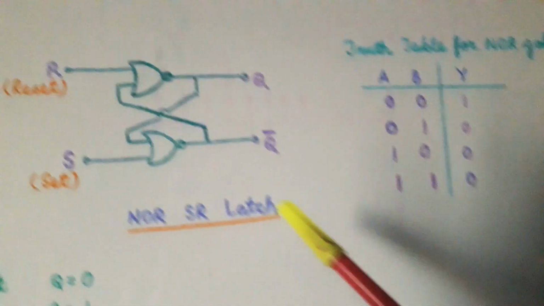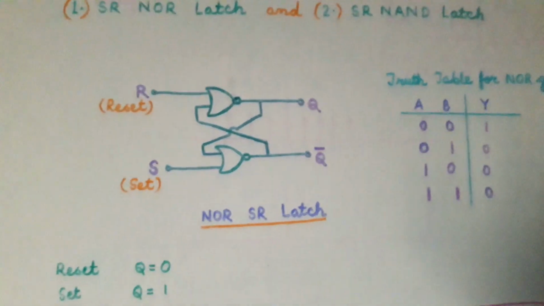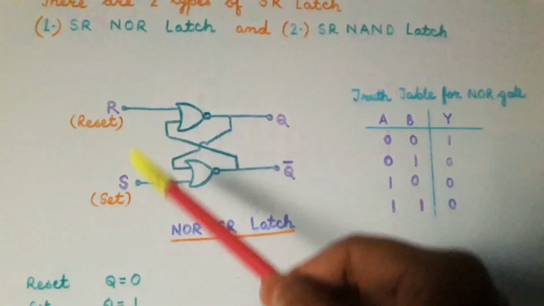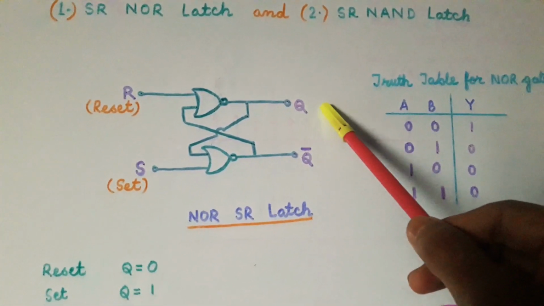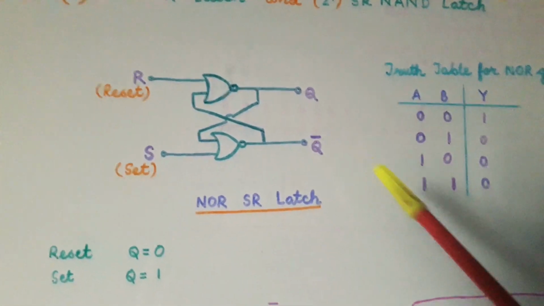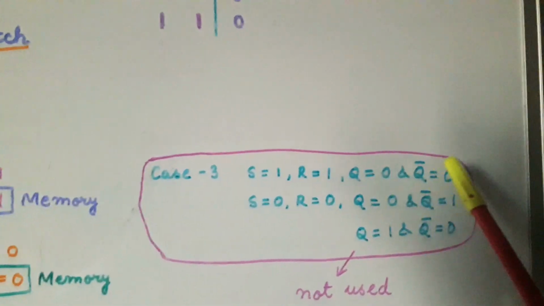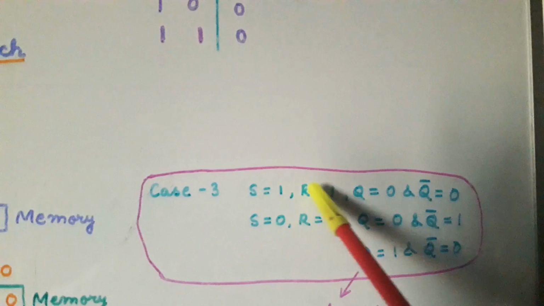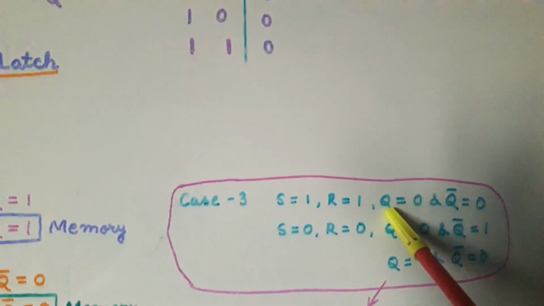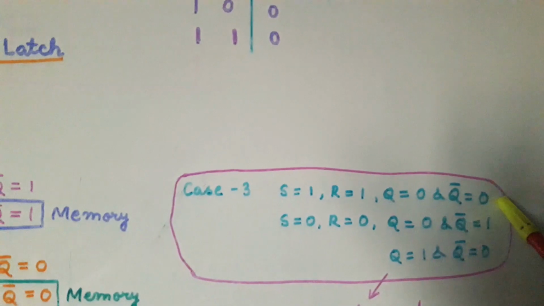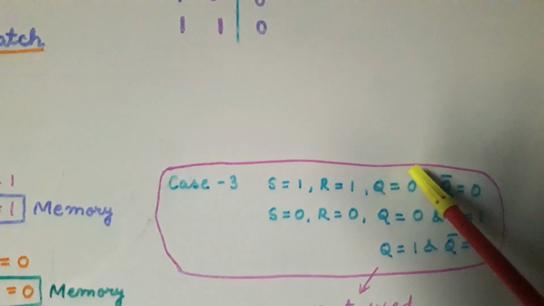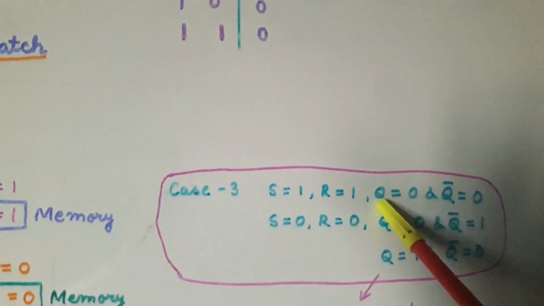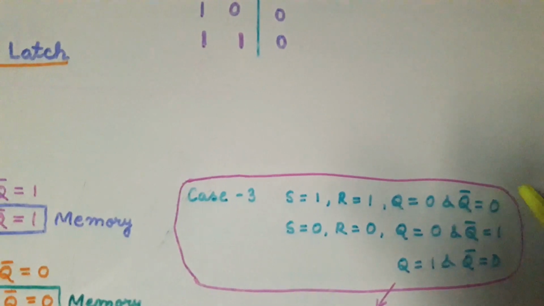If we substitute the value of S and R equal to 1 in this case, we find that in case of a NOR gate, even if any one of the inputs is 1, then the output will be equal to 0. So the value of the output Q will be equal to 0 and Q bar will also be equal to 0, as we have written here. When S is 1 and R is 1, we get Q equal to 0 and Q bar equal to 0. Now this is a contradiction, because both the outputs cannot be the same, because Q and Q bar are complement of each other.